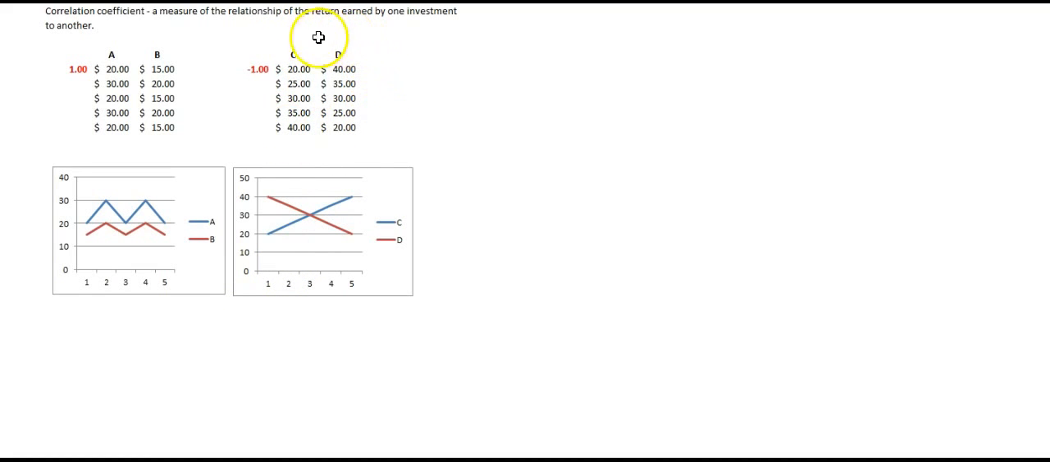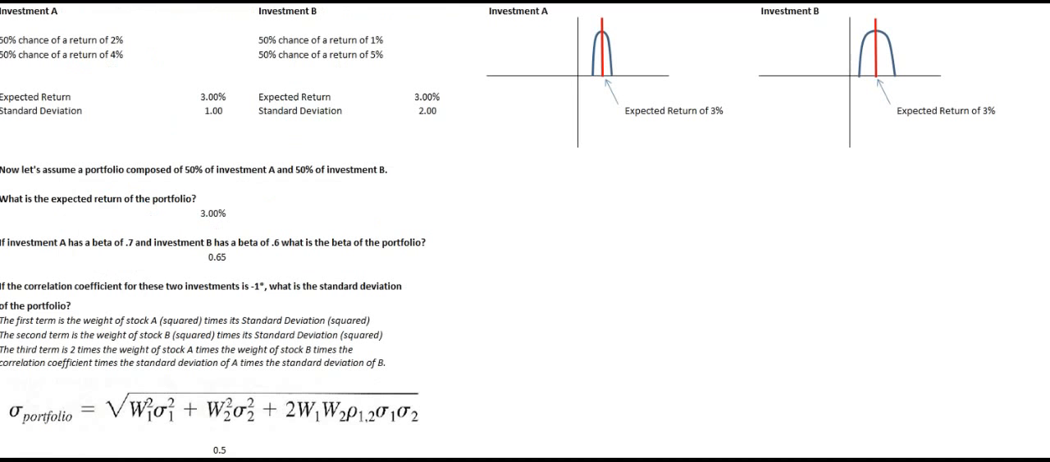Look at variables C and D. They move in opposite directions. This stock goes up and down and up and down. This goes down and up and down and up. They have the magical correlation coefficient of -1. We like negative correlation coefficients because they're in here, and if it's a negative number, it's going to make this number smaller, which is going to make this number smaller, which is going to make the square root of that number smaller. And that's what we want to do. We want to get as small a standard deviation as possible.